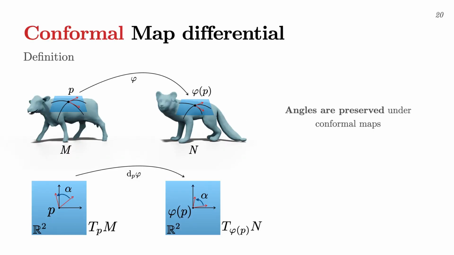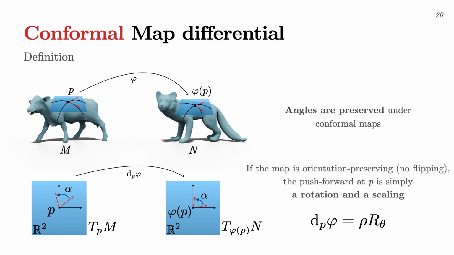Now let us look at the differential of a conformal map. What are conformal maps? They have the nice property of preserving angles. So, given two vectors on the tangent plane, with alpha the angle between them, their image by the map differential will have the same angle alpha between them. This is conformal. What that means for our differential is that it cannot shear the tangent plane. It can only scale, rotate, or flip it.